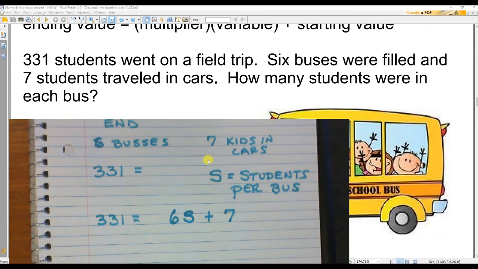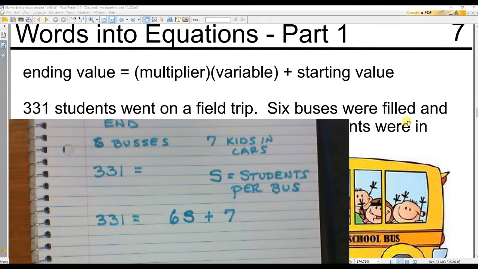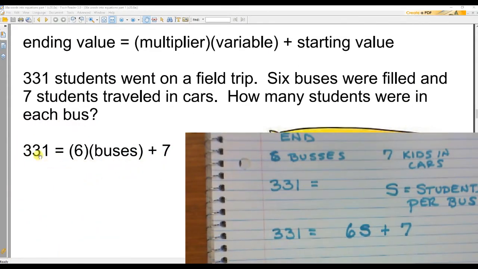We just modeled this. Let's do one more in our notes, and then we'll do some as practice. All right, ending value 331, multiplier 6 for 6 buses, I chose the wrong variable here. This is wrong. When you see this, I need to fix this for next year. This shouldn't say buses. This should say like kids per bus.